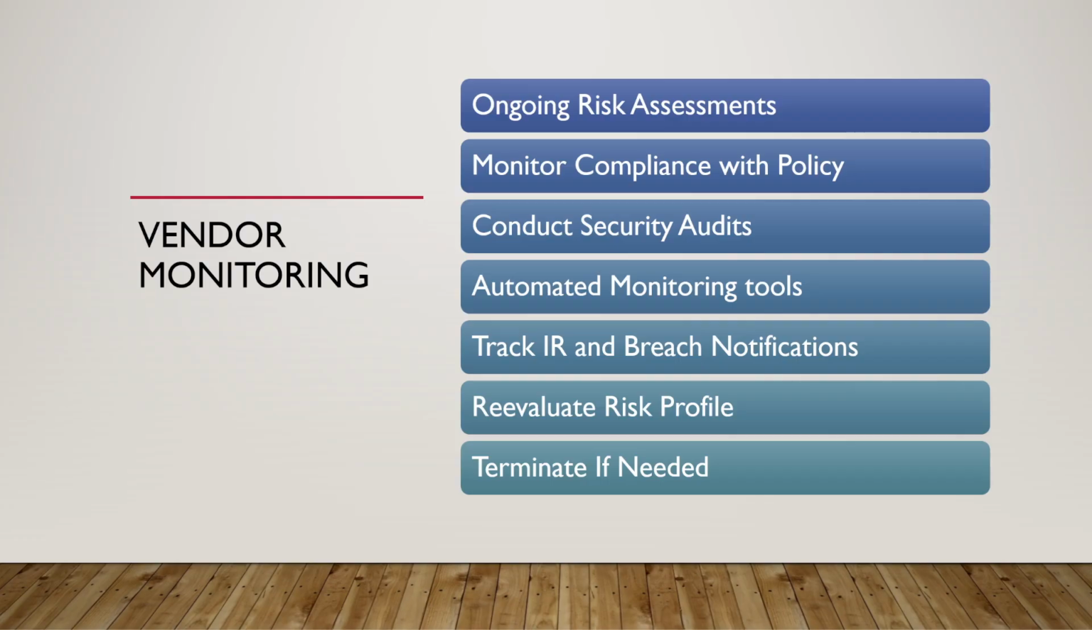Automated monitoring tools could be used to make sure that we track everything, including anytime they have access to something. That way we can track for unauthorized access attempts, software vulnerabilities, or even malware detection. We need to make sure that we're tracking incident responses and breach notifications, and ensure that the vendors are following their own incident response protocols, because when a security event occurs, they need to be required to notify us promptly when it happens.